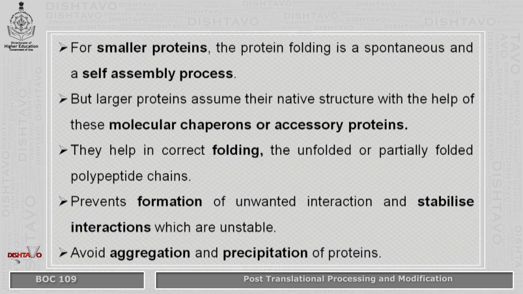For smaller proteins, protein folding is a spontaneous and self-assembly process, but larger proteins assume their native structure with the help of these molecular chaperones or accessory proteins. They help in correct folding of the unfolded or partially folded polypeptide chain, prevent the formation of unwanted interactions and stabilize interactions which are unstable. They also avoid the aggregation and precipitation of proteins.